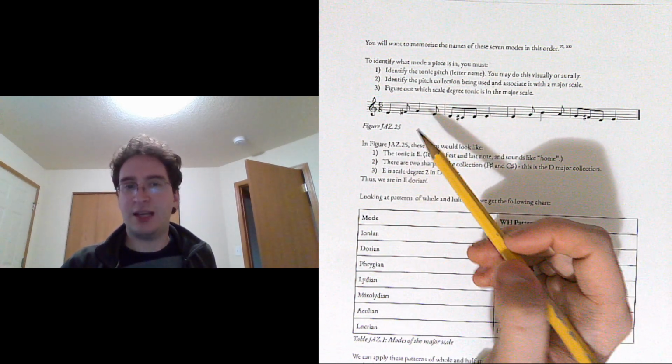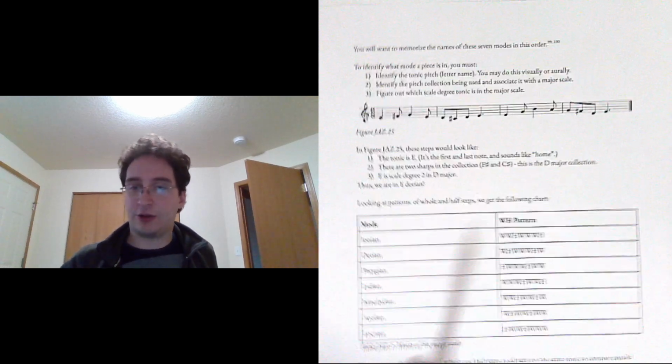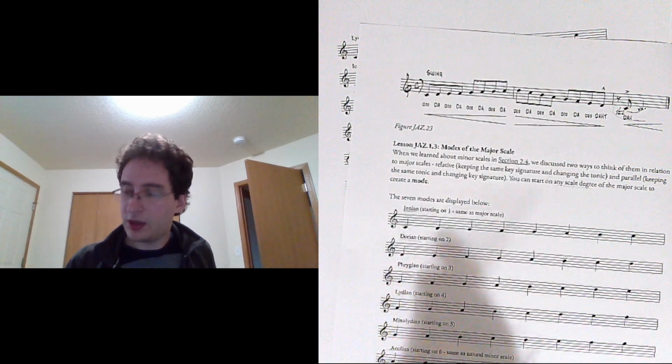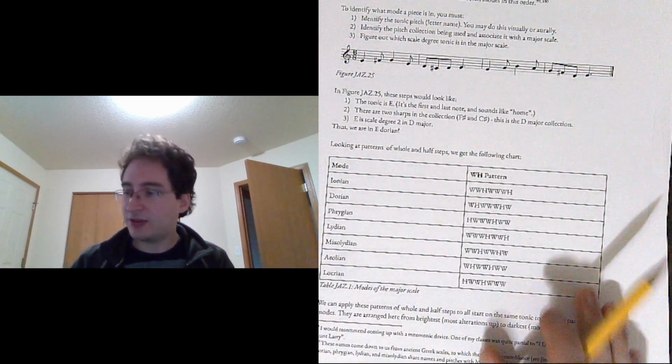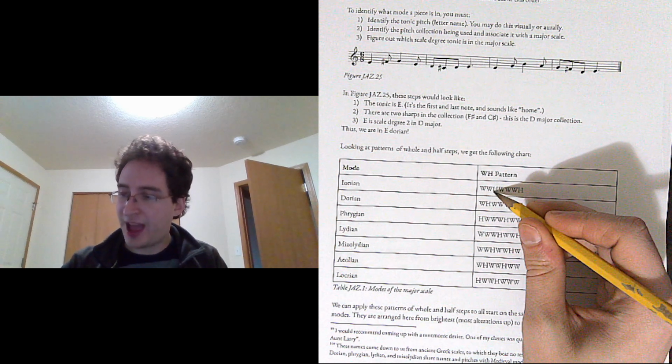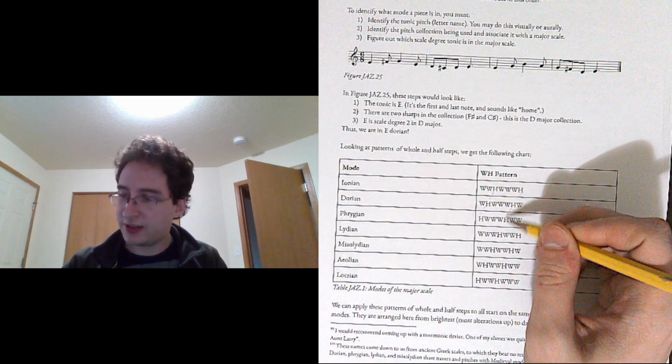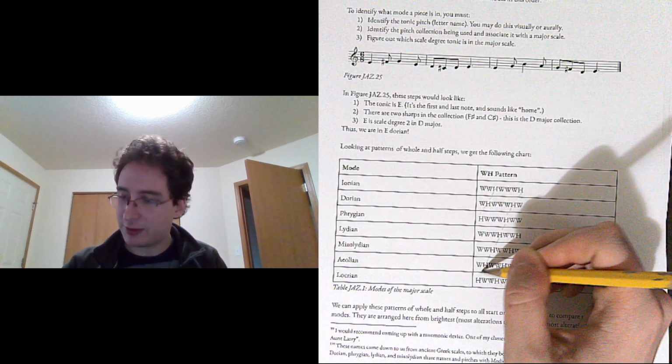So if we're thinking in D major, what is E? E is scale degree 2. So that's going to be E Dorian. So if you think about patterns of whole and half steps, as you go up, the half steps just kind of move 1 slot back because tonic is moving 1 slot up.